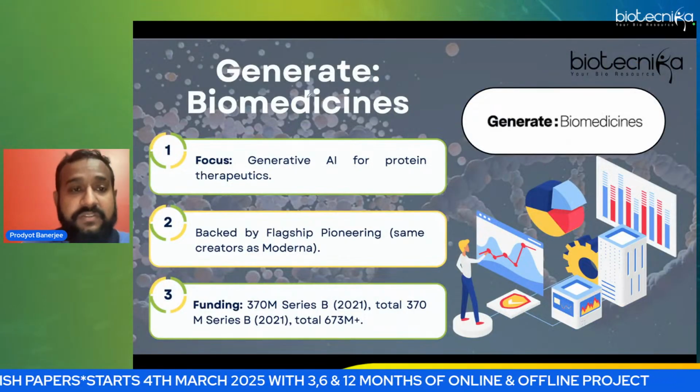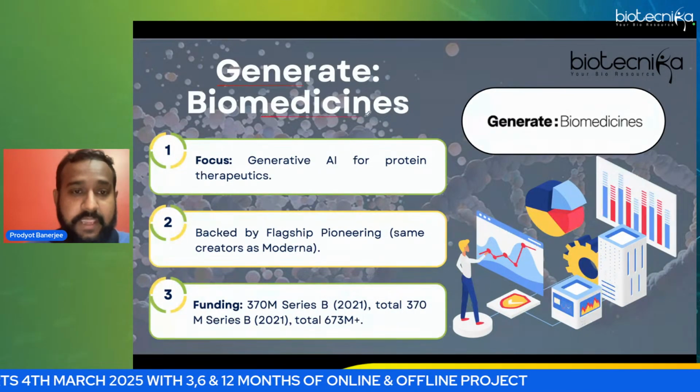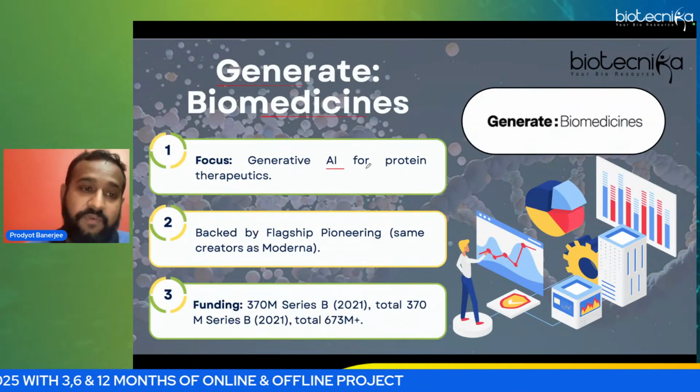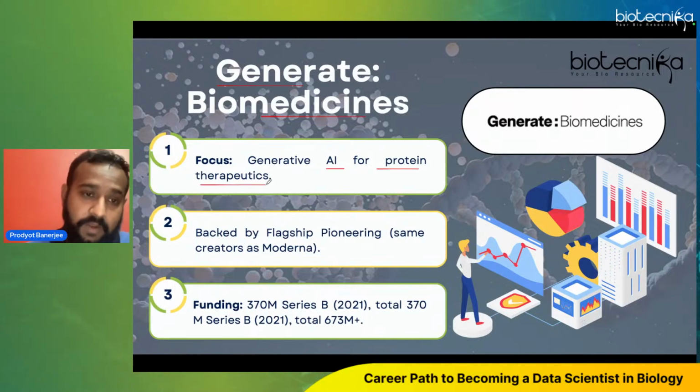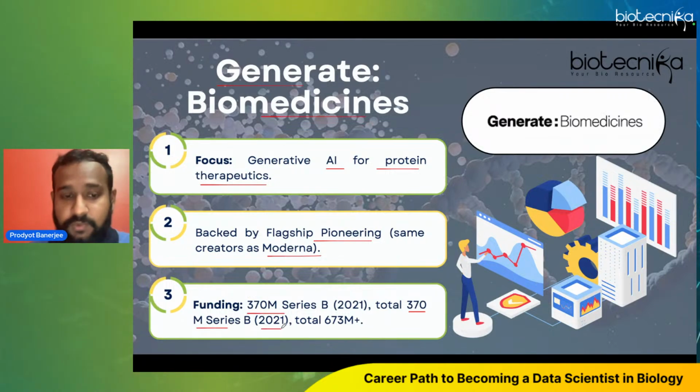Then you have Generate Biomedicines. They also utilize AI for protein therapeutics that are out there. They are backed by Flagship Pioneering, the same company that funded Moderna. They have also a funding of 370 million in Series B, the data is from 2021, and a total of 673 million plus.